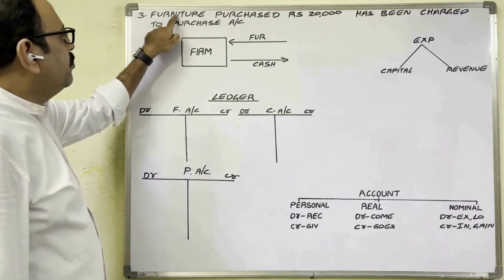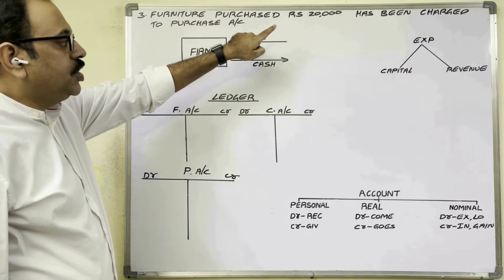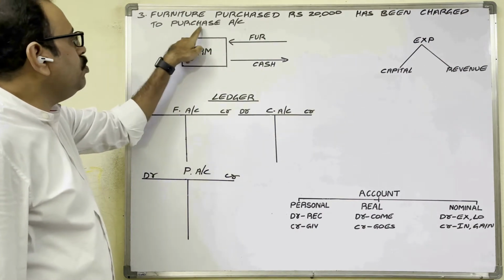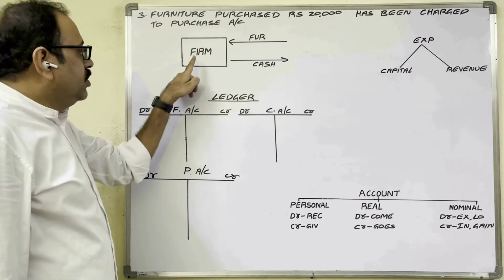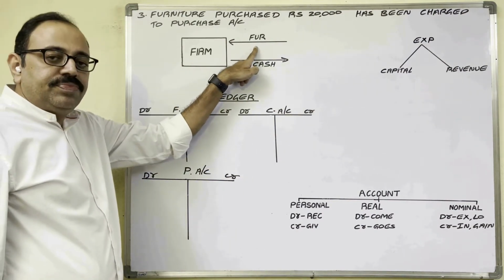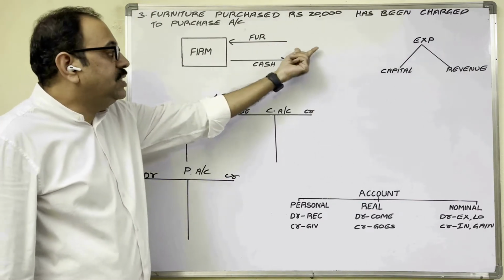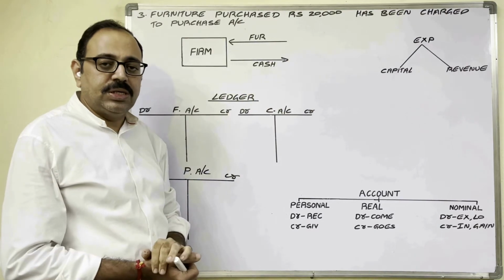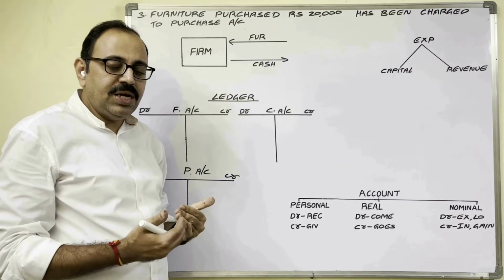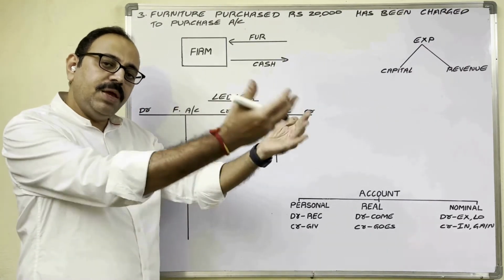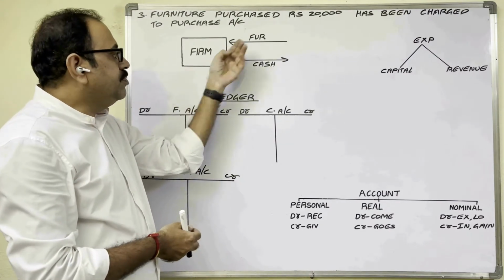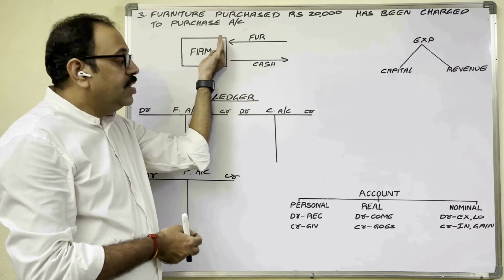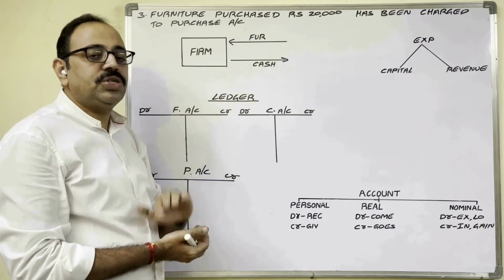Third point, furniture purchased 20,000 rupees has been charged to purchases account. The firm purchased furniture. From whom? Seller's name is not given. Means it is a cash purchase. So we are buying furniture and immediately we are paying money. To the firm, furniture is coming. From the firm, cash is going.